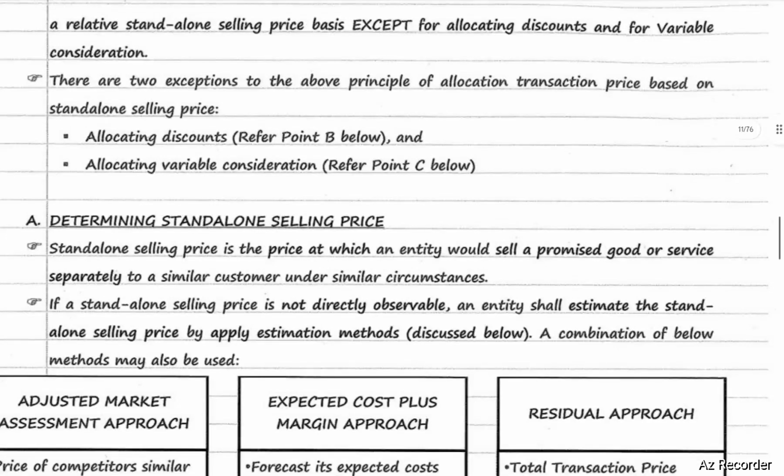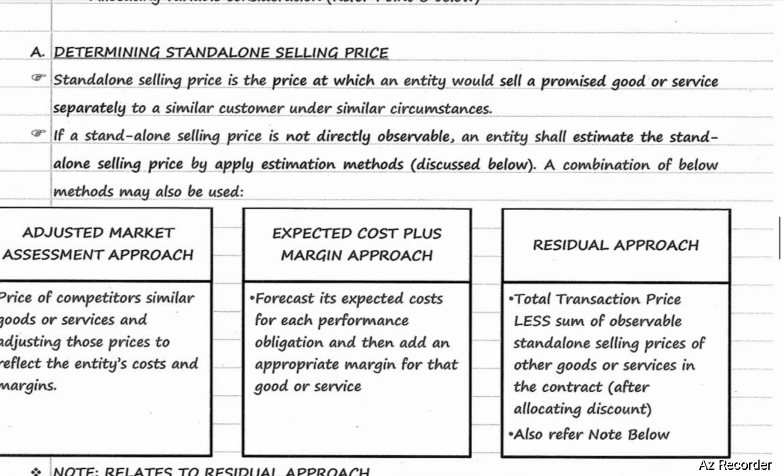Next, determining standalone selling price. What is standalone selling price? Standalone selling price is the price at which an entity would sell a promised goods or services separately to a similar customer under similar circumstances. That means unbiased selling price. If a standalone selling price is not directly observable, an entity shall estimate the standalone selling price by applying estimation methods. A combination of the below methods may also be used.